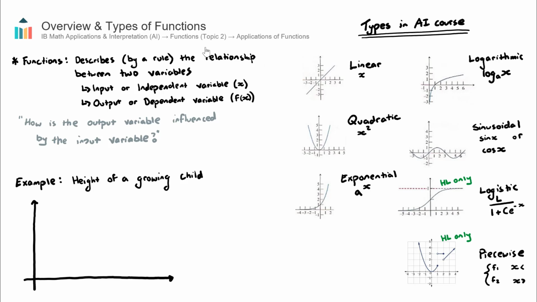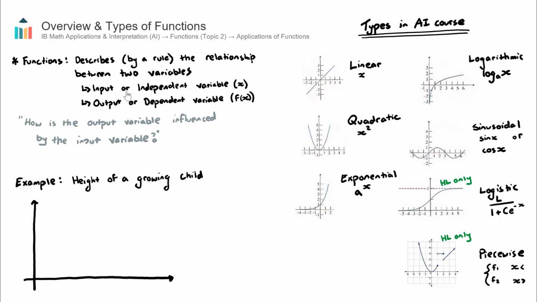So in this video, I'm going to explain what my interpretation of a function is, go through a simple example, and then go through the different types in the AI course. So let's get started. The way that I describe a function to students is it is a description by a mathematical rule, so f of x equals something. So it's a description of the relationship between two variables.